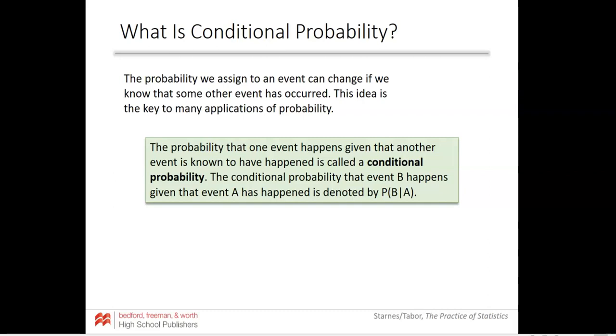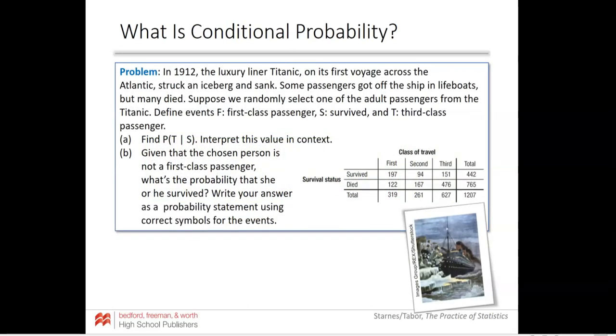The thing I want you to get used to is the notation. At the end there it says the probability that event B happens given, that vertical line means given, that event A has already happened. So what's the probability of B happening given that A has already happened? That's what that says.